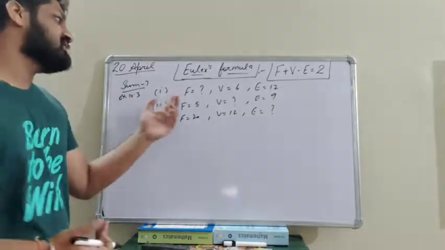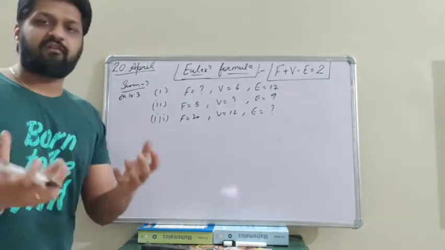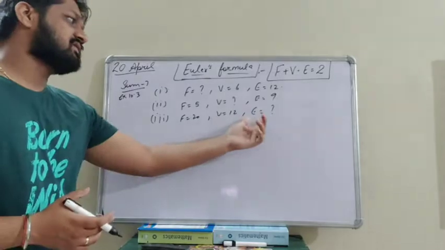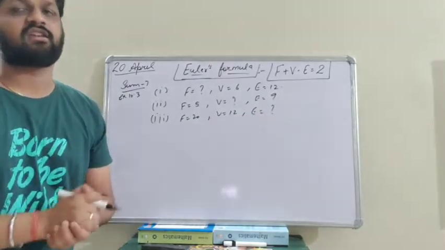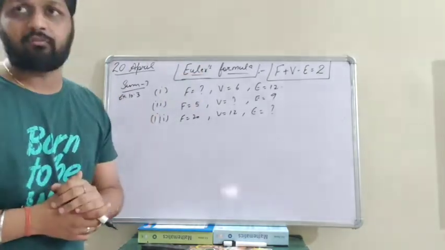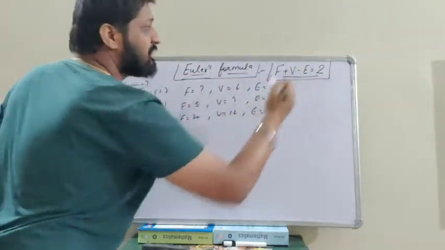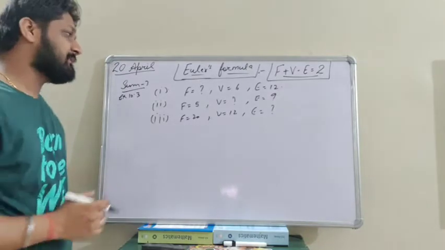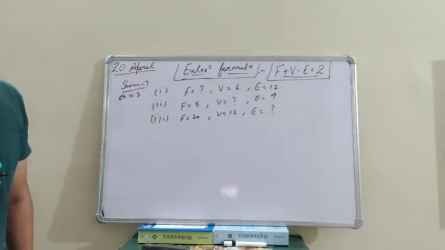So see, in the first case, we have to find out the number of faces. In the second, we have to find out the number of vertices, and in the third, we have to find out how many edges are there in a particular solid shape, by using Euler's formula. What is Euler's formula? F plus V minus E is equal to 2. Now start solving one by one.